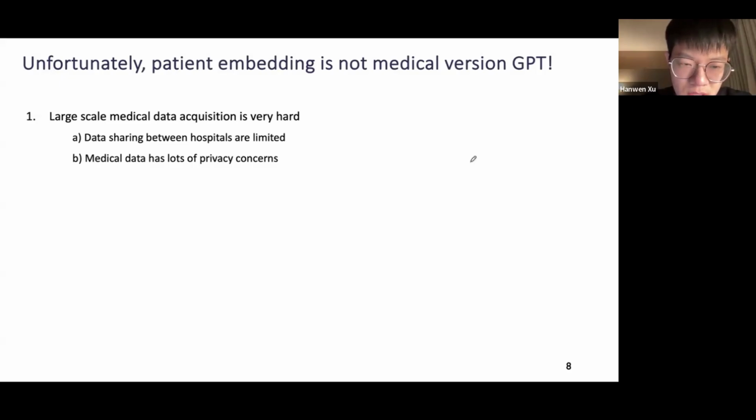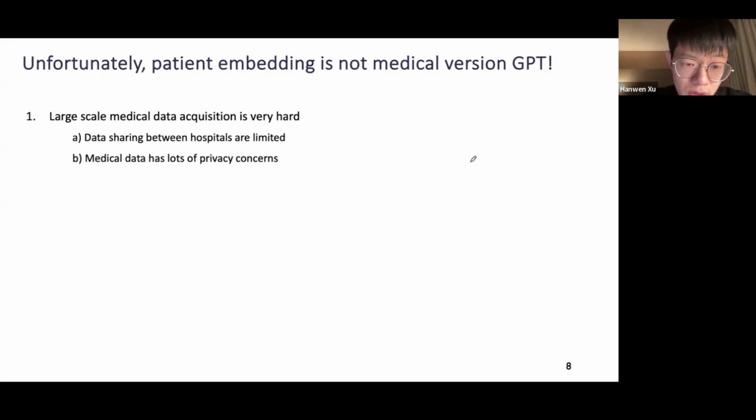There are at least three major challenges. First, unlike the GPT-4 model, which almost exhausts every kind of data from the internet, which can add up to trillions of tokens, in the medical domain we cannot rely on the resources from the internet.